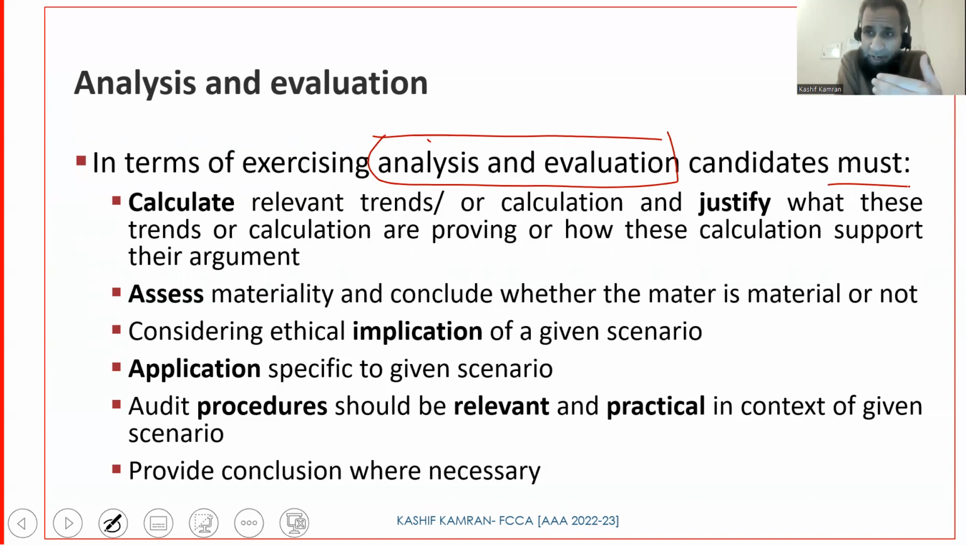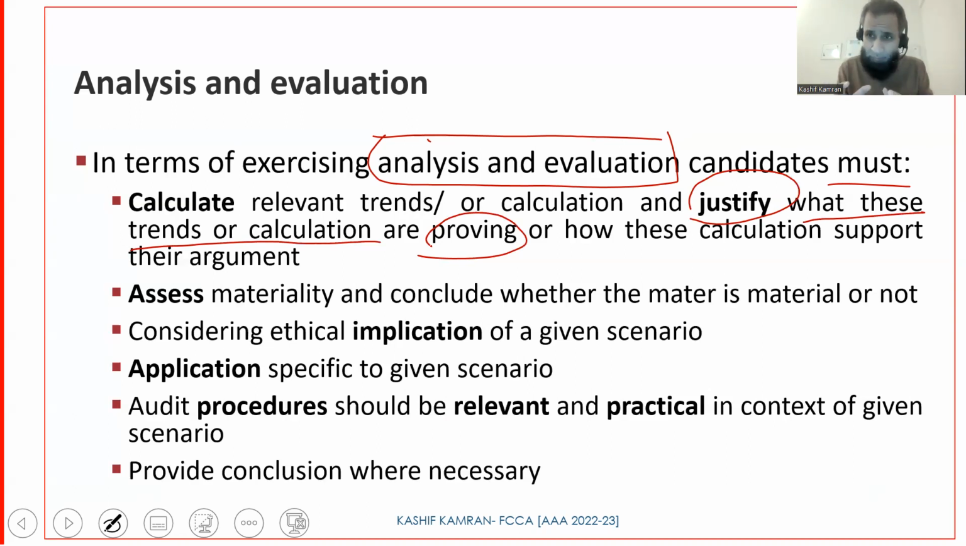Because when you are calculating a trend, you are analyzing something. When you are calculating a ratio, you are analyzing. Or when you're doing a calculation, for example, the amortization expense, or the depreciation expense, or the interest cost, if that is possible, you are analyzing the given situation. Or if you are identifying a trend, an increase or decrease where it is logical, you are justifying what these trends or calculations are proving.